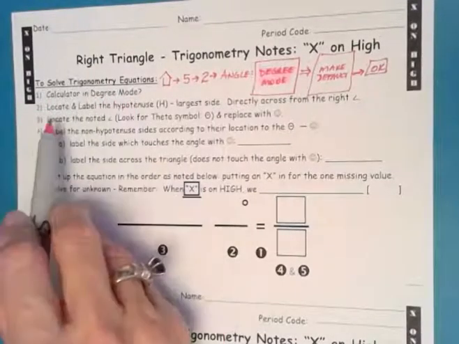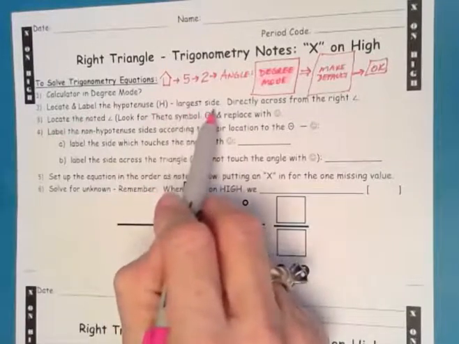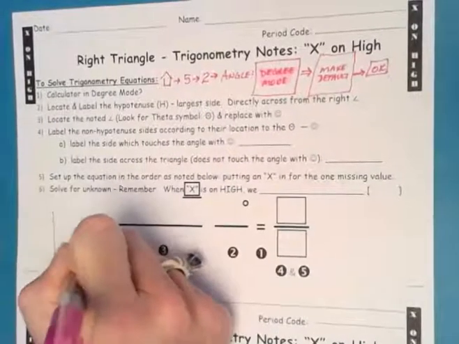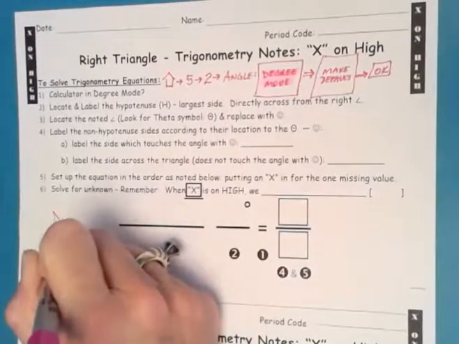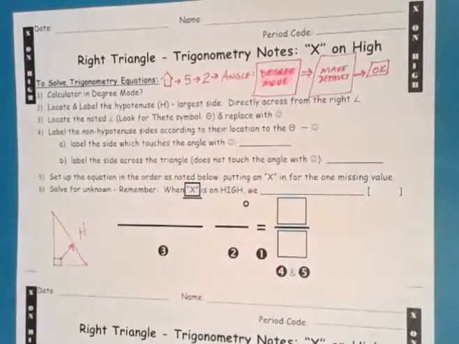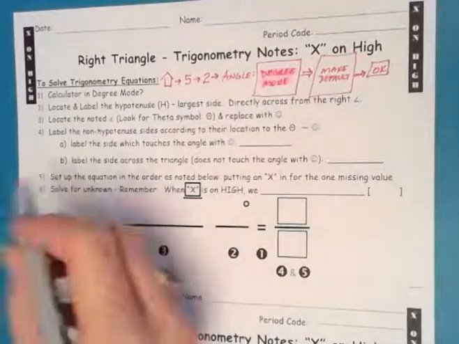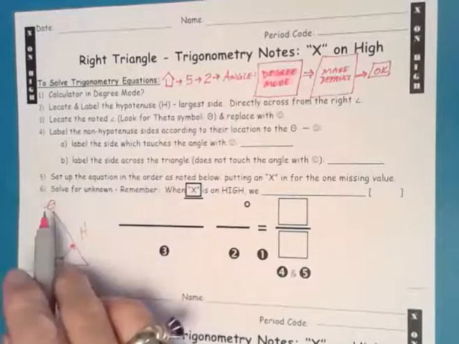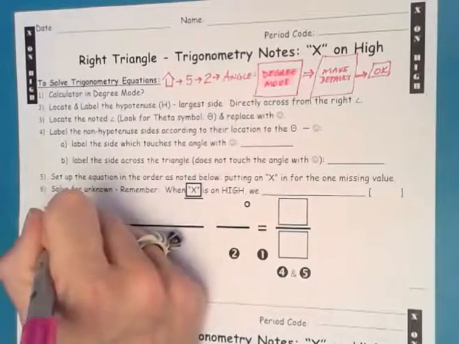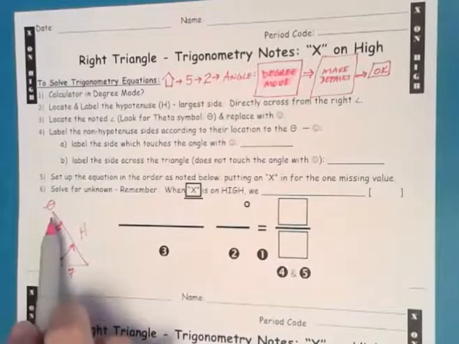Yes. We're going to locate and label the hypotenuse, the largest side of the triangle, which is directly across the right angle. So if I had a right angle here, I go straight across and put my H. Next it says locate the noted angle. Look for the theta symbol. So we'll say they had a theta right here and they had a 7 here and a 32 here. They gave us some information. This means this is the angle of interest for our problem.